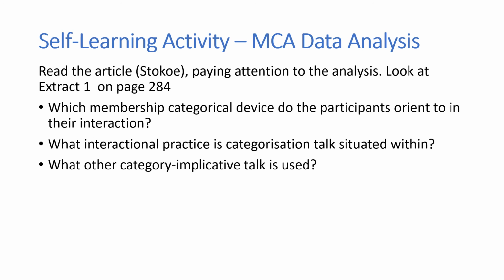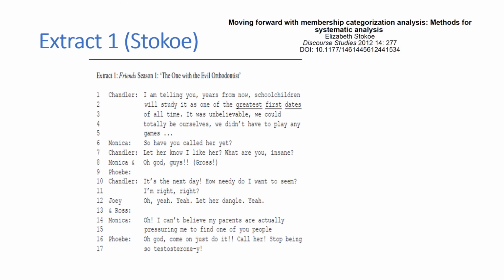Which membership categorical device do the participants orient to in the interaction? What interactional practice is this categorization work situated in? What are they actually doing? And then finally, do you note any other category implicative talk? Here's the extract for the self-learning activity. You can find it in the readings as well. I look forward to seeing your answers to the questions.